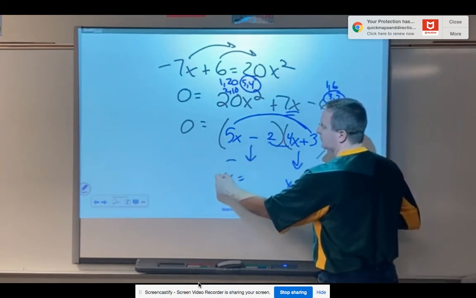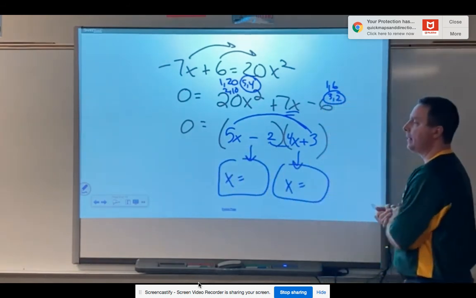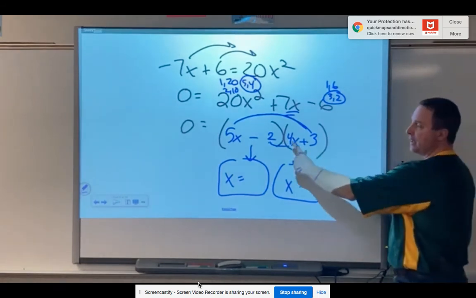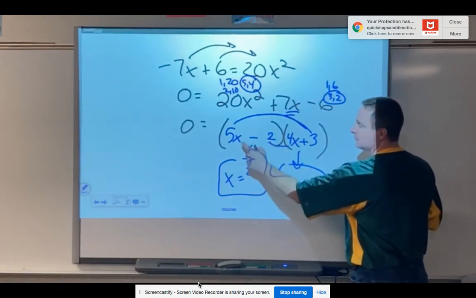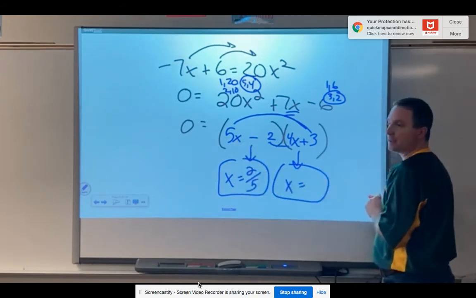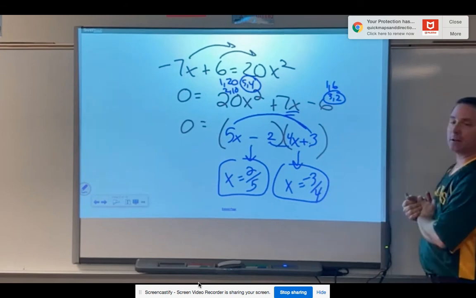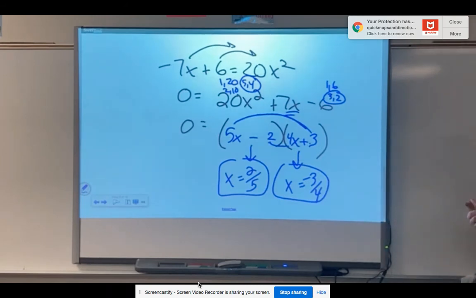Can we find the 2 solutions? Both of these are going to be fractions. If I do the one on the left, opposite of the last number, divided by the first number. Negative 3 divided by 4. Okay. Yep, there we go, a couple fraction answers.